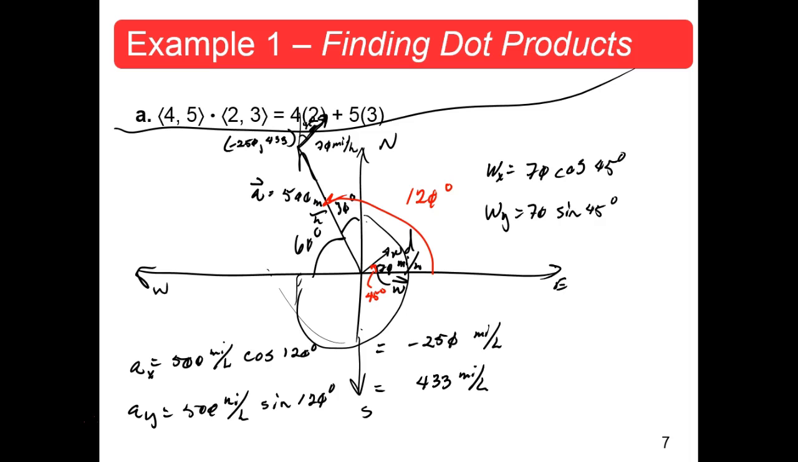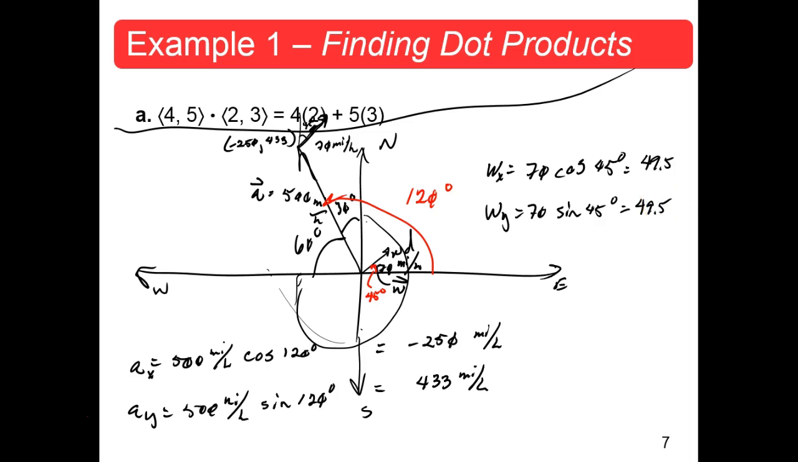Both positive. And what else? Equal to each other, because at 45 degrees sine and cosine are the same. Okay? So just calculate one, I don't care which one, and it'll be the same as the other. What would that be? 49.5 miles per hour, and this one, I bet you, will be 49.5 miles per hour.